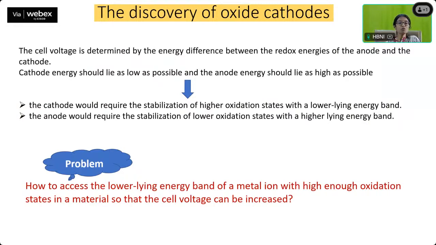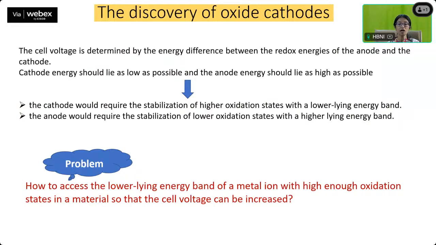As I said, the cell voltage is determined by the energy difference between the redox energies of the anode and the cathode. So what is that? The cathode energy should lie as low as possible, whereas the anode energy should lie as high as possible. That means the cathode would require stabilization of higher oxidation states with a lower lying energy band, whereas the anode would require the stabilization of lower oxidation states with a higher lying energy band.